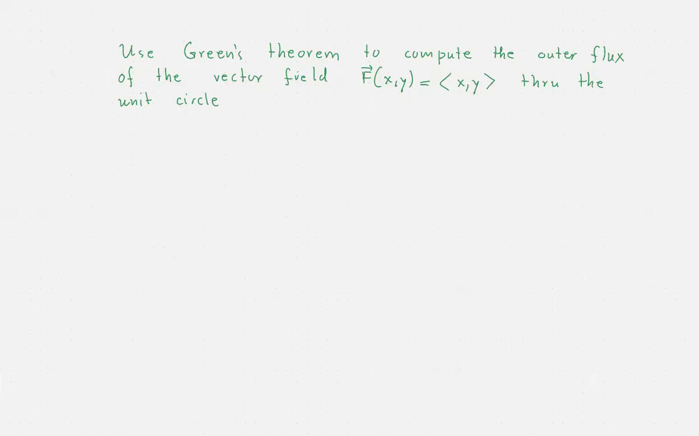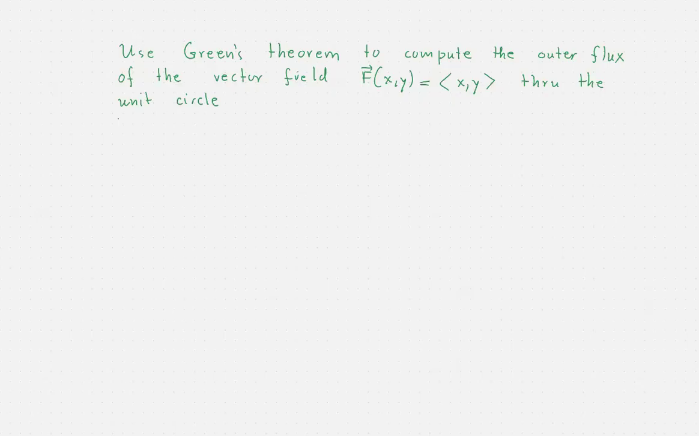Okay, so we're going to look at a slight variation of Green's theorem, and we're going to compute the outer flux of the vector field xy through the unit circle. So first of all, let's try to see what this variation of Green's theorem is.